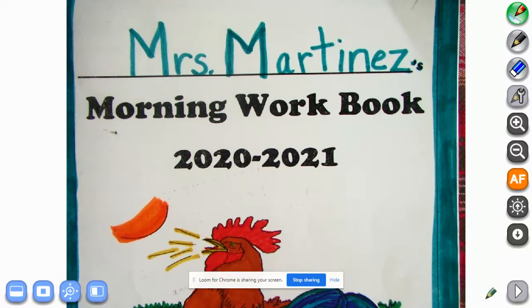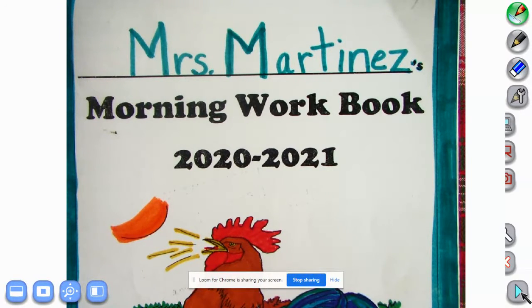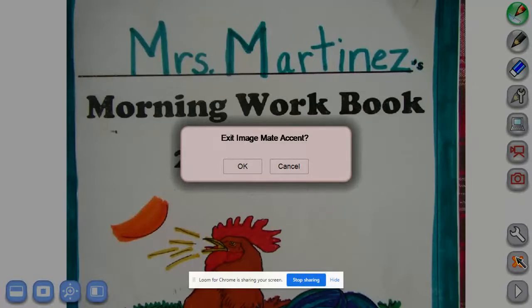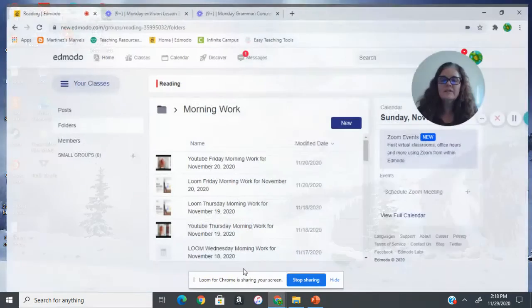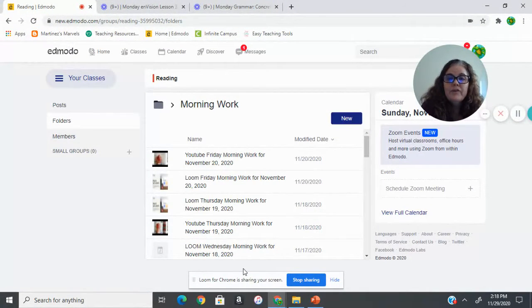Now, everyone should be doing these morning work pages every school day. There shouldn't be a day that you skip doing anything in those. So you should be making sure you're doing them every day.